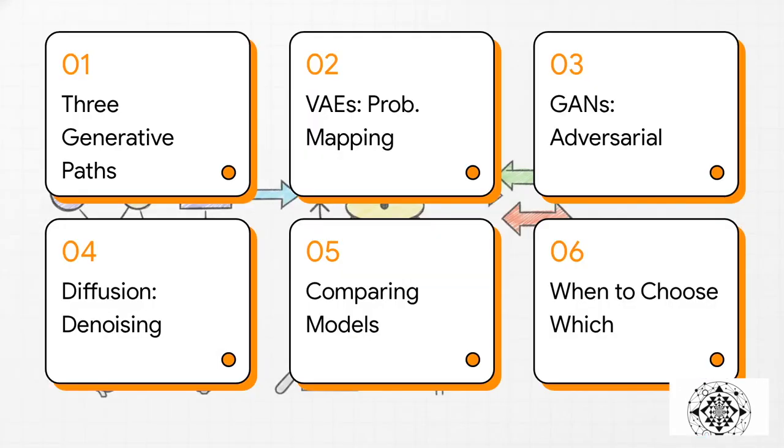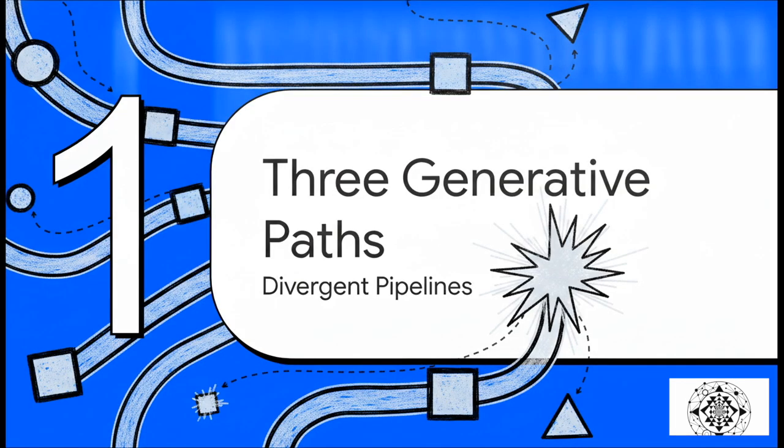Okay, looking at our agenda, we'll start with the three paths to generative AI, dive into VAEs, GANs, and diffusion, then compare them side by side, and wrap up with when to choose which. Let's get into it. Section 1. Three paths to generative AI.